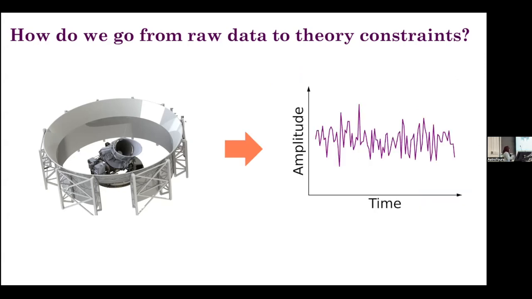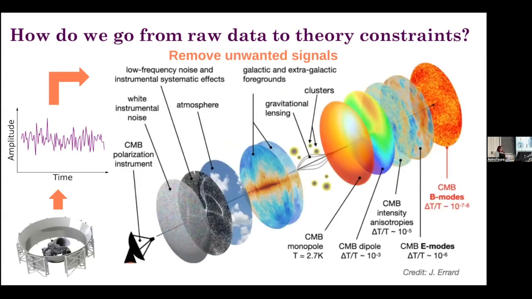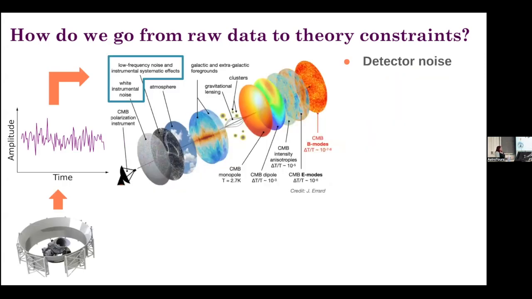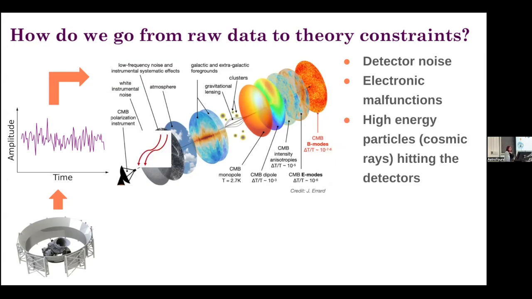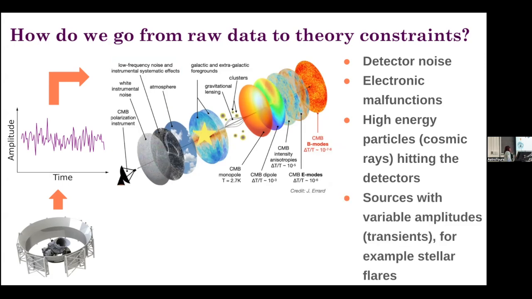So an amplitude over time, and we call this a time series. We then can take these time series and we have to remove a lot of unwanted signals. So that includes detector noise, weird electronic malfunctions. You can have high energy particles or cosmic rays coming in and hitting your detectors. You can also have things like sources and maybe things like stellar flares. As you know, we have solar flares. Other stars do that too. And we can measure all of this in our data.